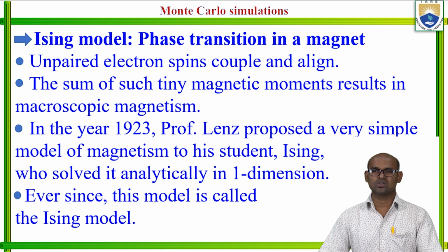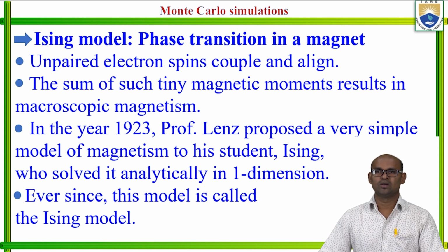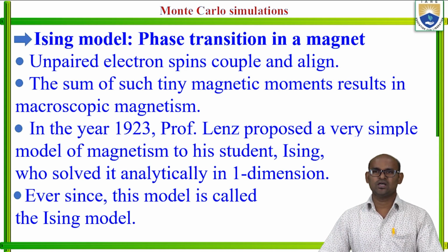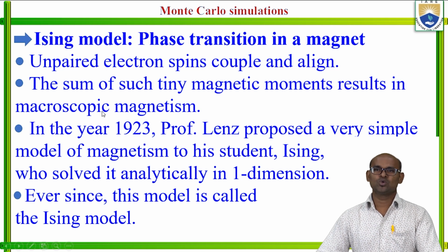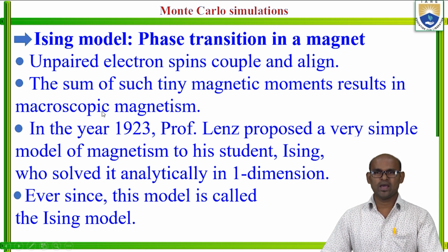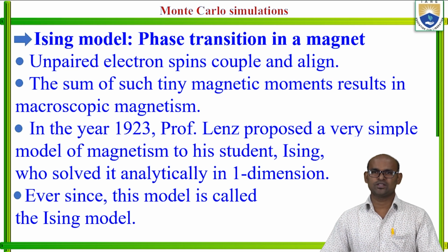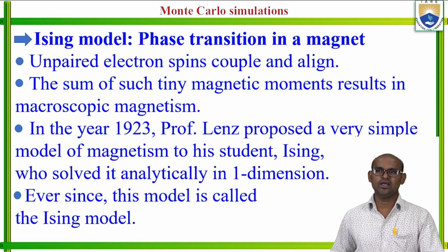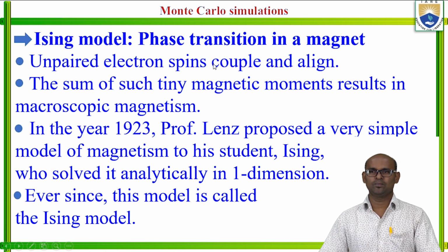So we are going to use this Monte Carlo simulation to study phase transitions in a magnet, which I mentioned in the first lecture of this series. We are going to use a model that is familiar in statistical mechanics, called the Ising model. So we are going to apply the Ising model and use the Monte Carlo simulation technique to study phase transitions in a magnet.